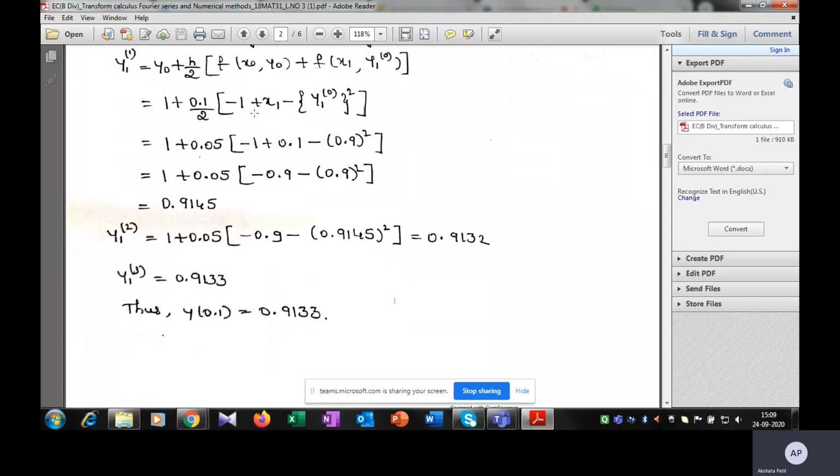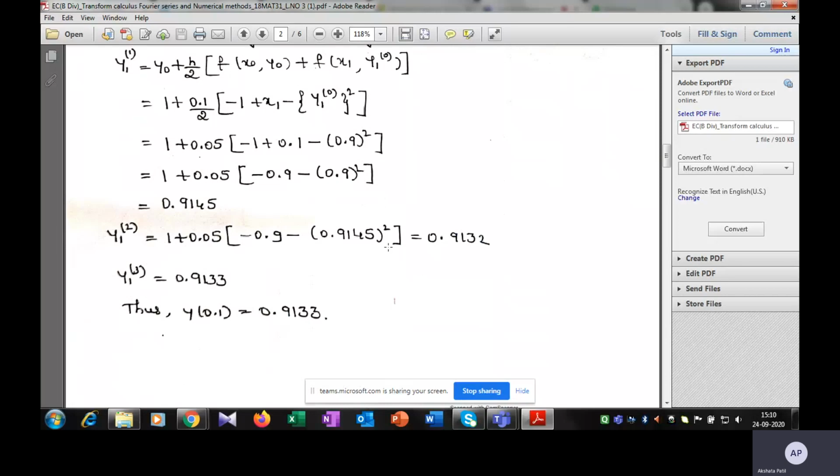that is -1. Okay, and plus x1, which is also fixed throughout this example, so that value is 0.1. So -1 plus 0.1 becomes minus 0.9, minus y1 of first approximation value. So y1 of first approximation value means, write it down here, that is minus 0.9145 the square. Okay, so you simplify it, you will get here 0.9132 is our second approximation value.